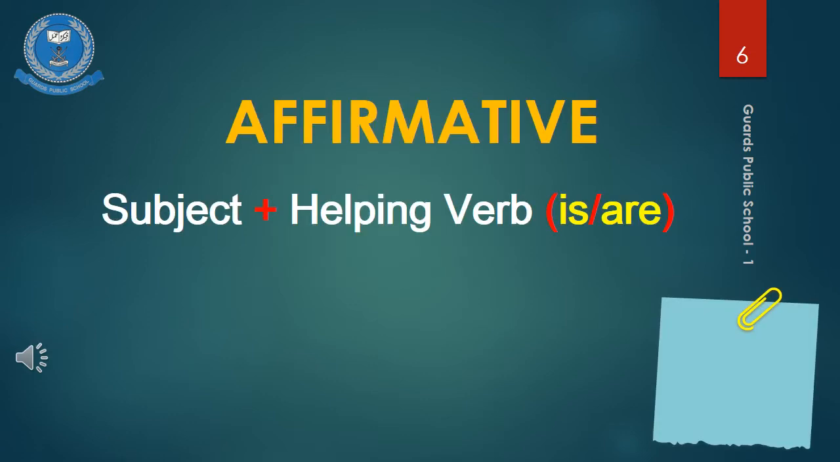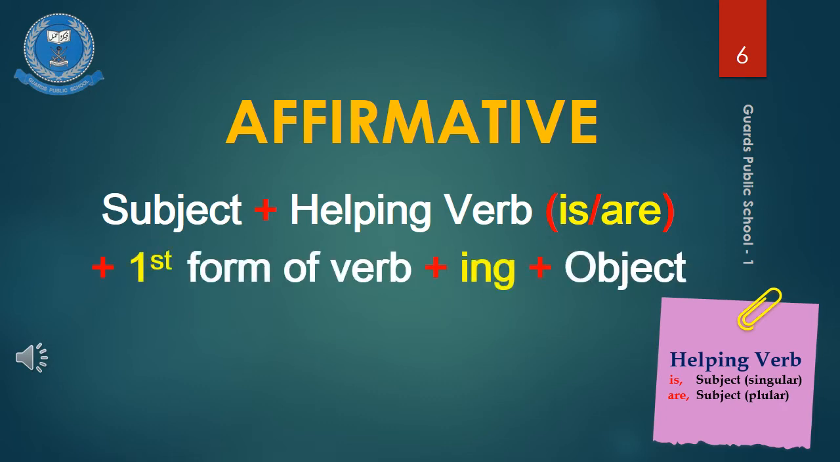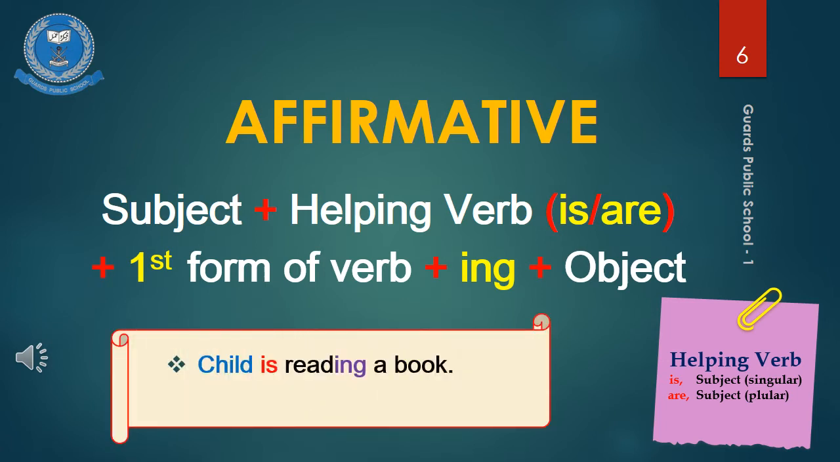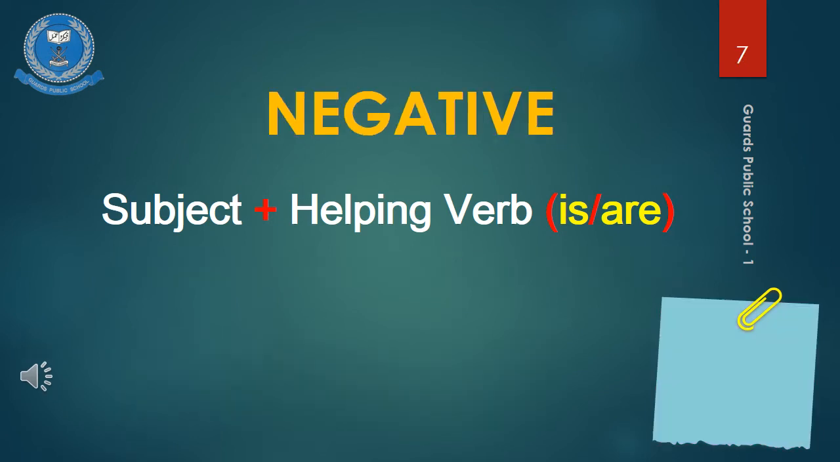To make an affirmative sentence, we use subject plus helping verb. Here we have two helping verbs. If our subject is singular, we use is as our helping verb. But if our subject is plural, we use are as our helping verb. To show the continuity of the action, we add ing with our first form of verb and then comes our object. Singular subject example. Child is reading a book. Plural subject example. Children are reading books.